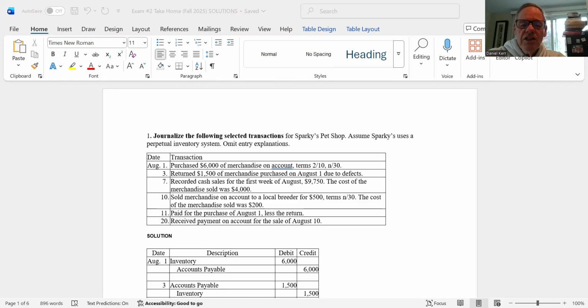To get full credit on this, you had to put these in general journal format. And general journal format means you show the date, you show the debit, you indent, and you show the credit. So these are your transactions here.